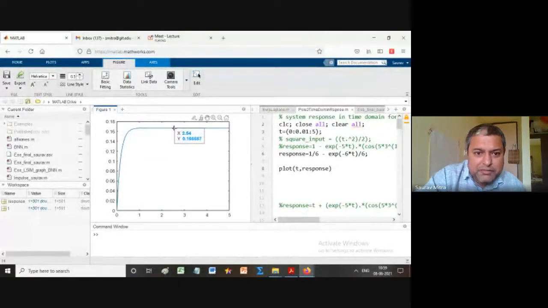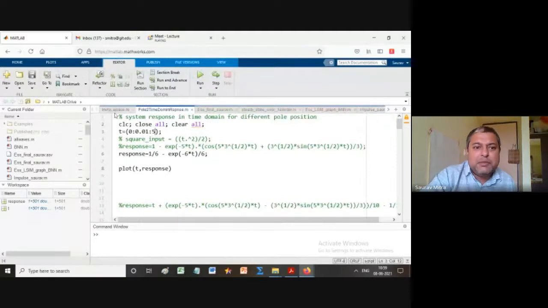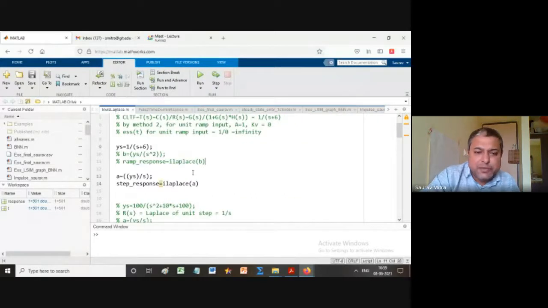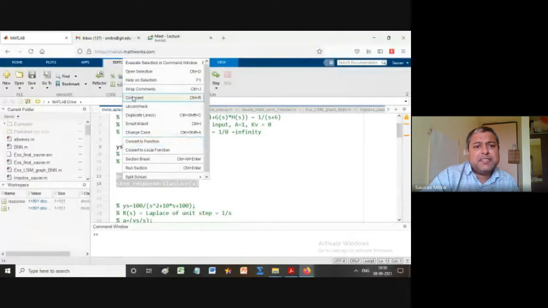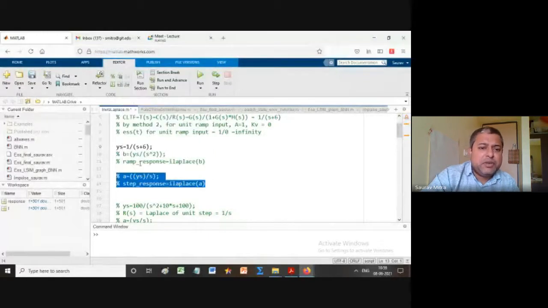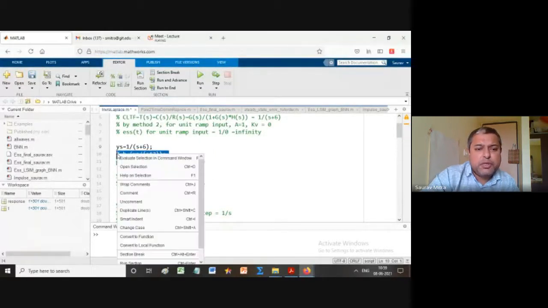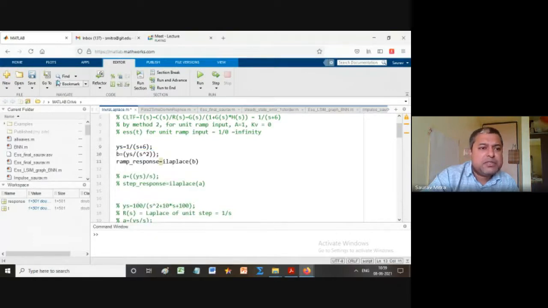But whenever you plot for ramp, you will find that this response is not getting steady like this. In that case, the output is still increasing. As the output is increasing, the input is also increasing. We find that the difference between input and output is also increasing. As time increases, the distance increases. That means that at t equal to infinity, the difference between input and output will become infinity. So that's why the steady state error is infinity in case of unit ramp.